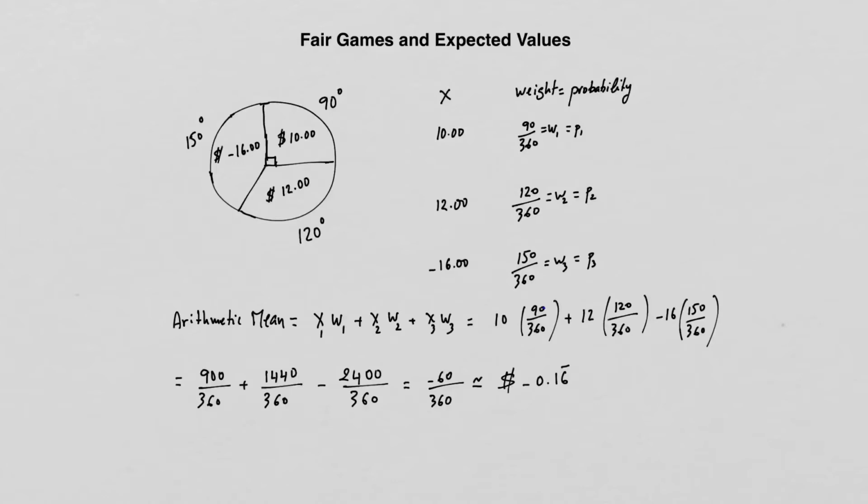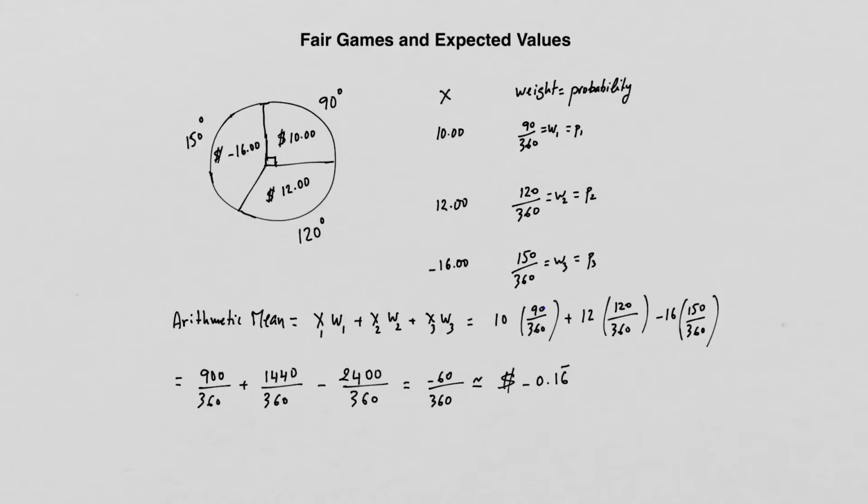arithmetic mean or the average, the weighted mean, right? So we multiply x1 by the first weight plus the second x times the second weight and so on and so forth. Notice the second weight is 120 degrees divided by 360. It carries more weight than this one. And this one carries even more weight. It's 150 over 360. So this times this plus this times this plus this times this. That's all you need to do, okay?